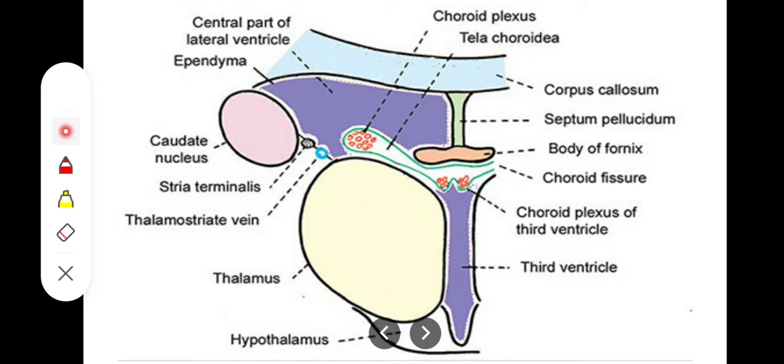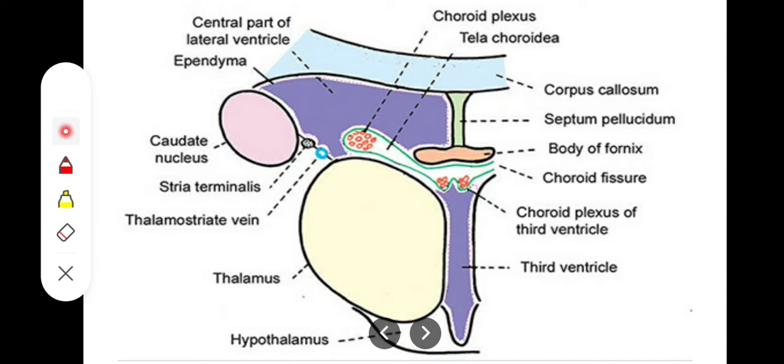We know that the corpus callosum is a commissural fiber which connects the left and right cerebral hemispheres. So it forms the superior boundary. The inferior boundary is formed by the caudate nucleus. The thalamostriate vein, and the stria terminalis which we saw connects the posterior aspect of the thalamus with the caudate nucleus, and we also have the body of fornix and the choroid plexus as well. All these structures are present in the floor of the lateral ventricle, and the corpus callosum is in the roof of the body of the lateral ventricle.